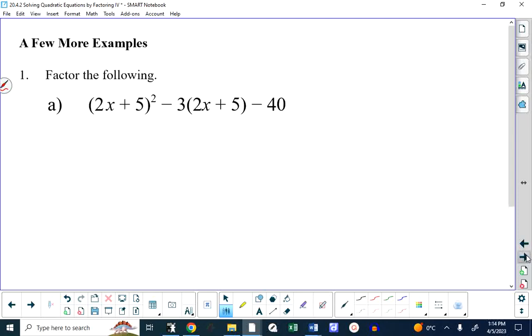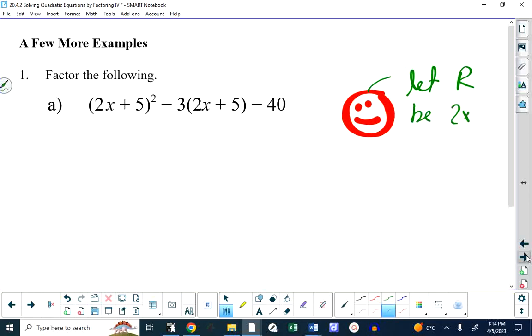So let's put this into action. Factor the following. I want to show you how we can set this up in our head, but I don't want you leaning on this crutch all the time. If we let, I don't know, r be 2x plus 5, then this thing to factor would be r squared minus 3r minus 40, wouldn't it? You see what I'm saying here?